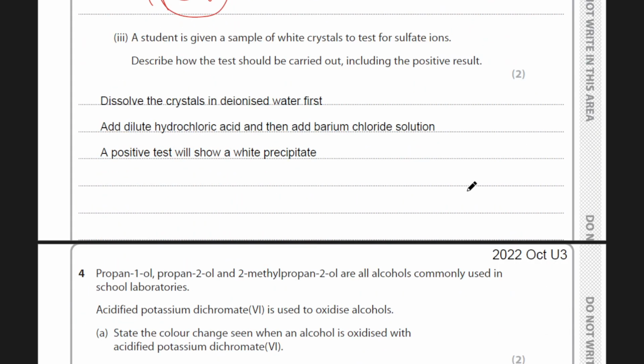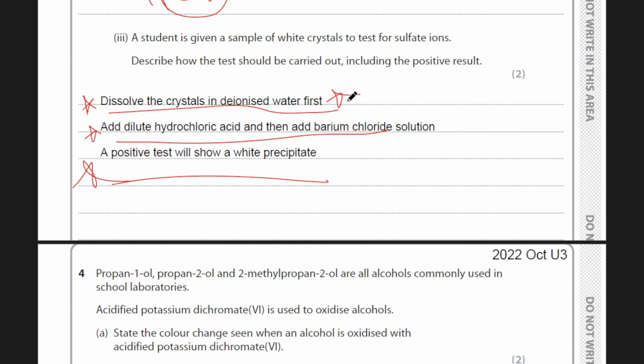Describe how the test should be carried out, including the positive result. Obviously, you need to dissolve the crystals in deionized water first, because they might act as a hindrance, and then you perform the usual test for sulfate.